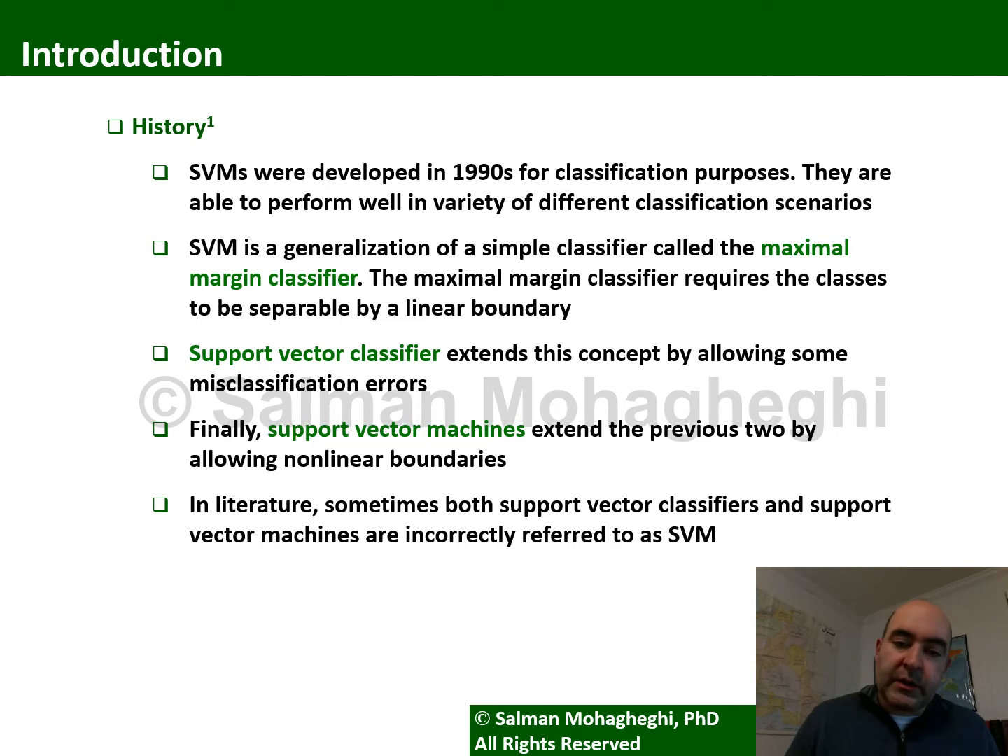One point of caution: in the literature, by mistake, both support vector classifiers and support vector machines are referred to as SVM. It's important that you understand the difference between the two. Support vector classifiers and support vector machines both allow for misclassification errors, so a little bit of overlap between different classes, but support vector classifiers assume that the boundaries are linear. Support vector machines, SVMs, allow boundaries to be nonlinear. So this is the main difference between the two.